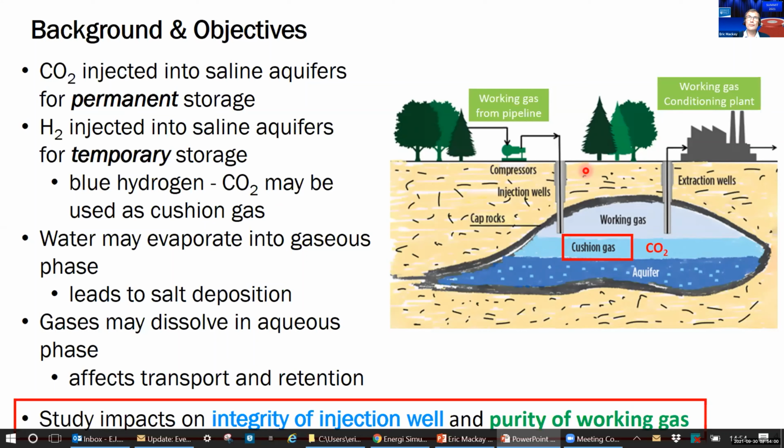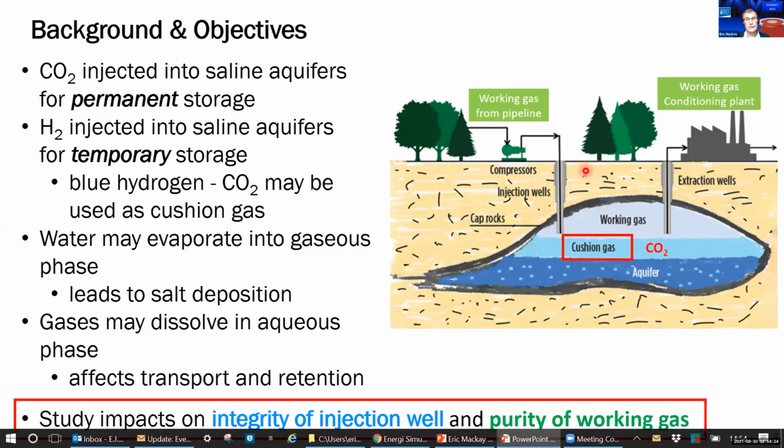What it's not possible to do using those models is to look at the partitioning of other components in the system, or indeed to look at the solubility of CO2 in an aqueous phase when there are also hydrocarbons present. So that's one instance where compositional simulation is required.